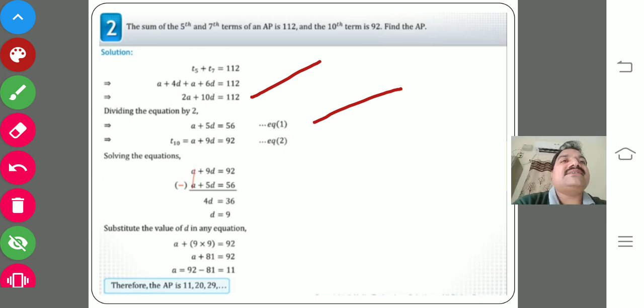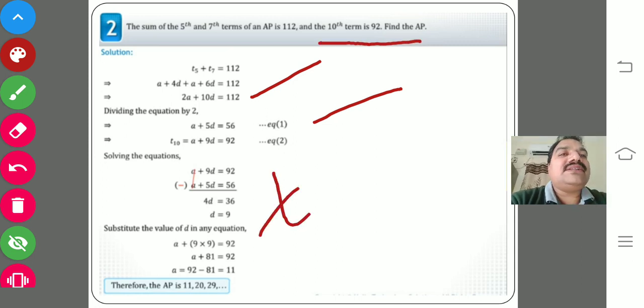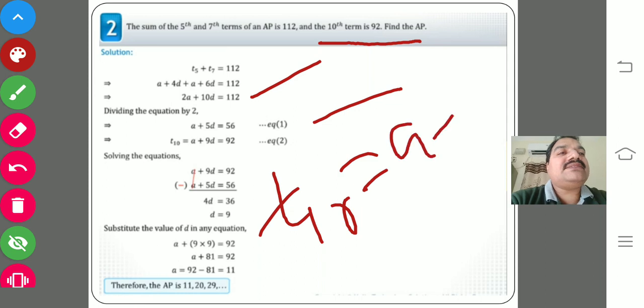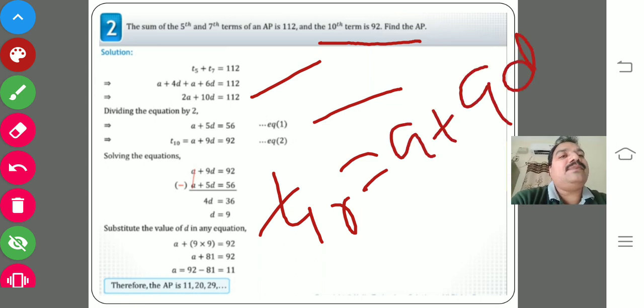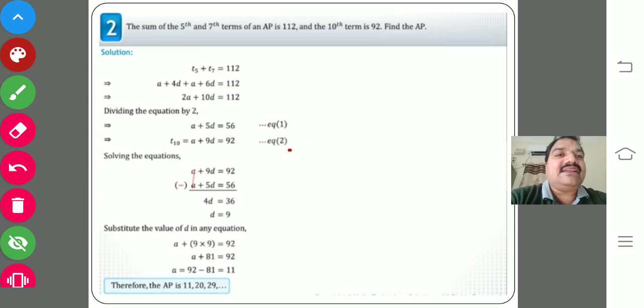One more clue is given, that the 10th term is 92. The 10th term means A plus 10 minus 1 into D, which is A plus 9D. A plus 9D is 92. That is one more equation given in the question. We know how to solve the equations.